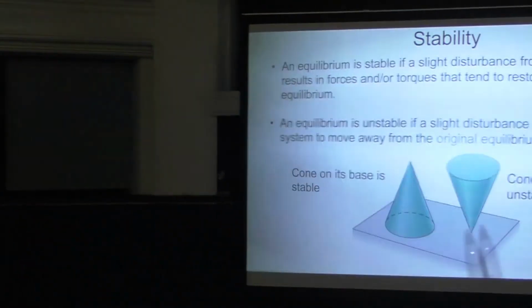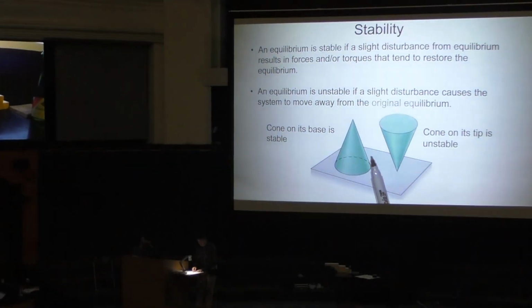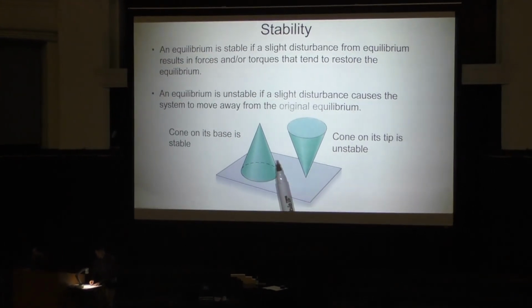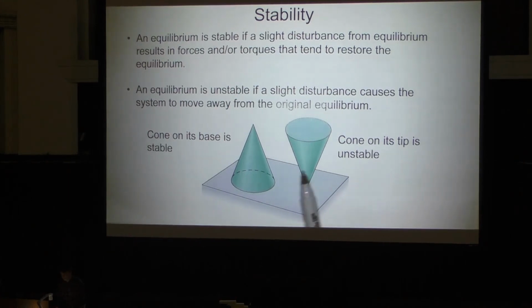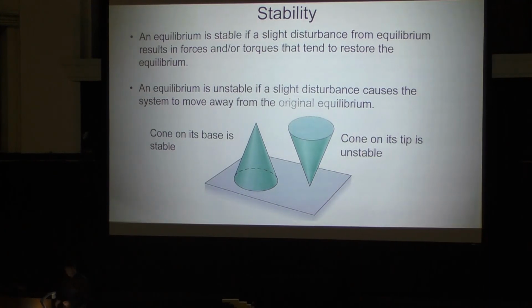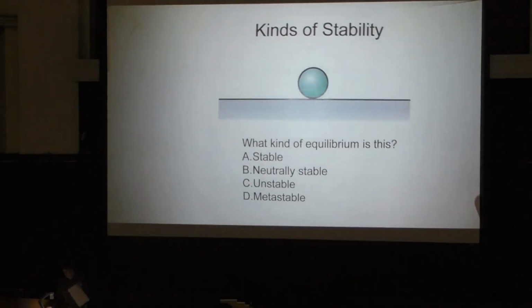This is just about stability. So again, an equilibrium is stable, and this is going to be important for simple harmonic motion, if any little force, slight disturbance, will be restored. And it's unstable if a slight disturbance causes it to move away. And so there's different kinds of stability. I'm actually not going to do it, there's not enough time.